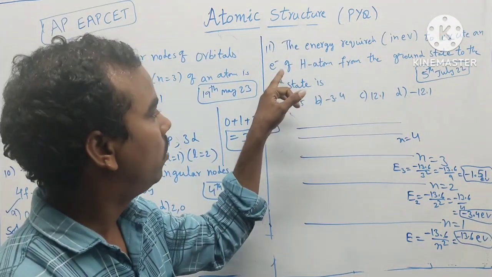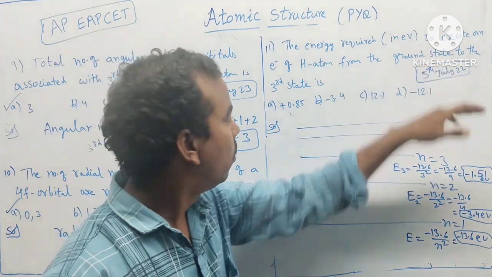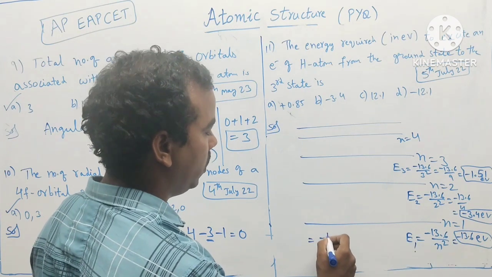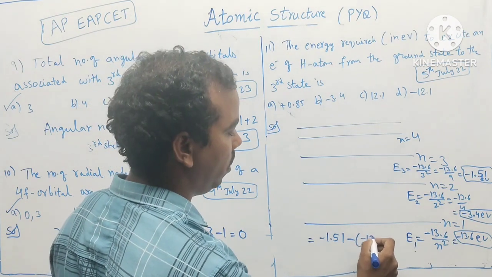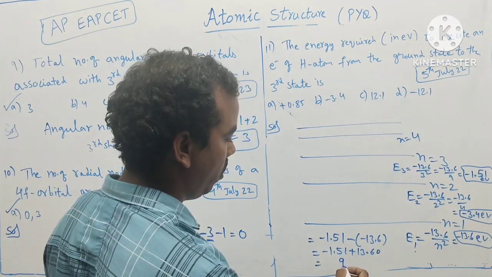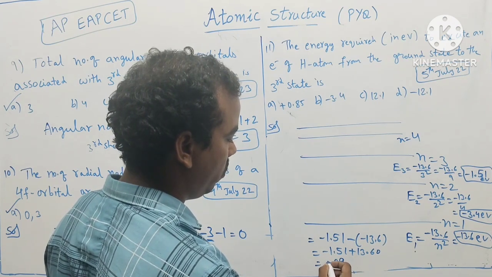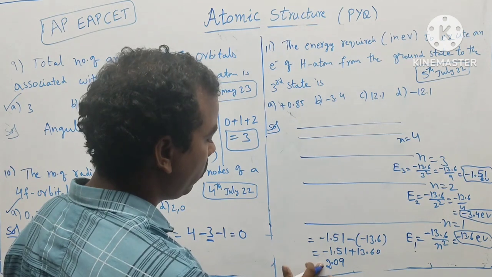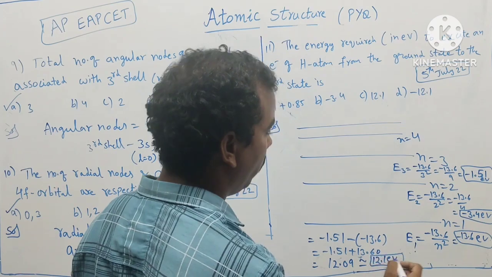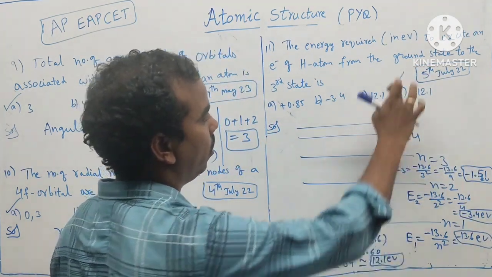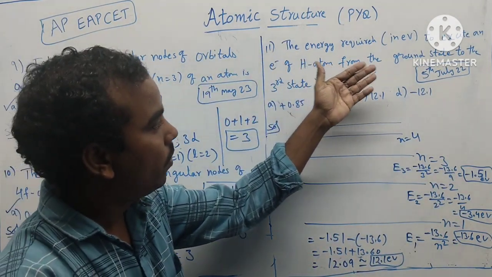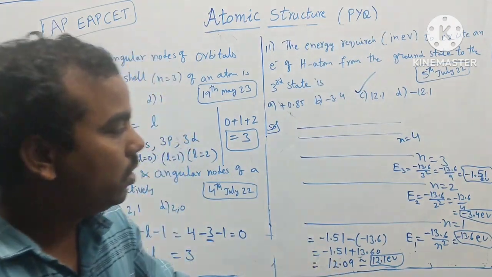So the energy required to excite an electron of hydrogen atom from the ground state to the third state. What is the difference here? Minus 1.51 minus of minus 13.6. So minus 1.51 plus 13.6, nearly equal to 12.1 electron volts. So answer is 12.1 electron volts. So 12.1 electron volts is required for the hydrogen atom from the ground state to the third state.